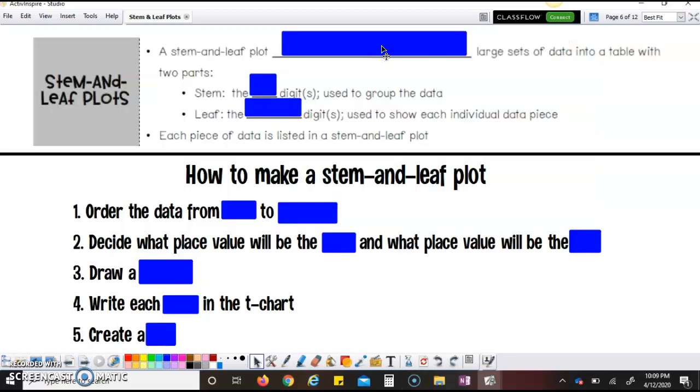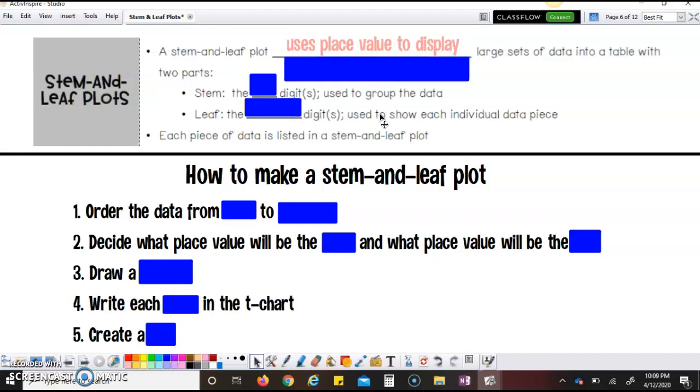So, a stem and leaf plot uses place value to display large sets of data in a table with two parts. Those two parts are the stem, which is the first digit or digits and is used to group the data. The second part is called the leaf, which is the remaining digit or digits, and is used to show each individual data piece. Each piece of data is listed in a stem and leaf plot.